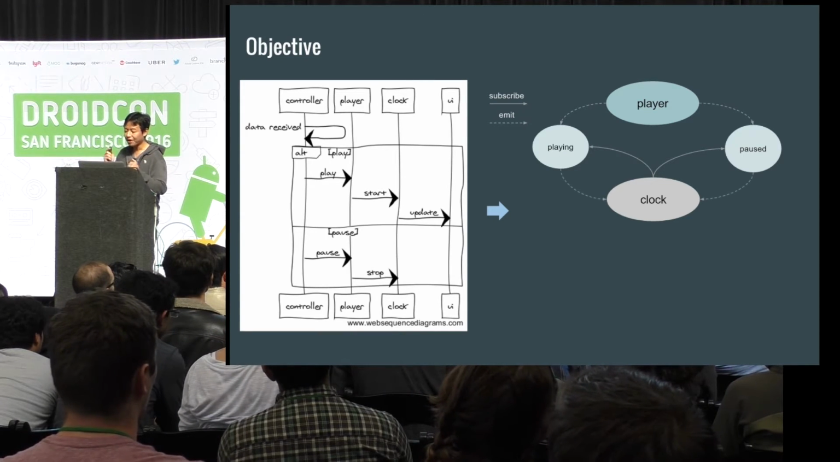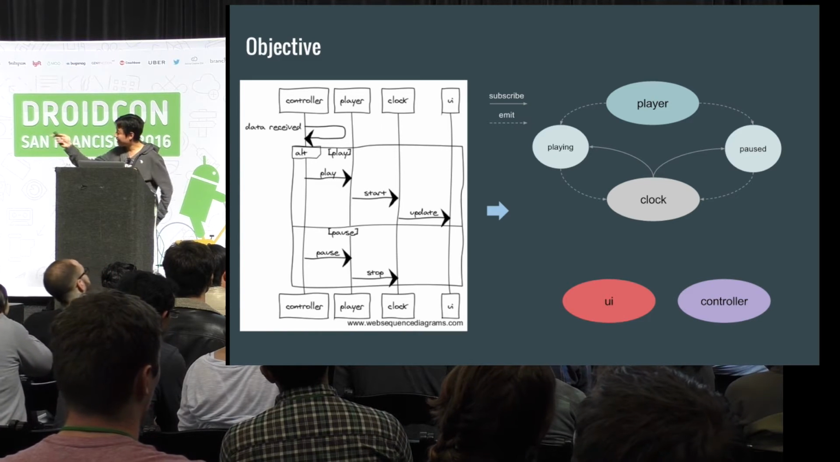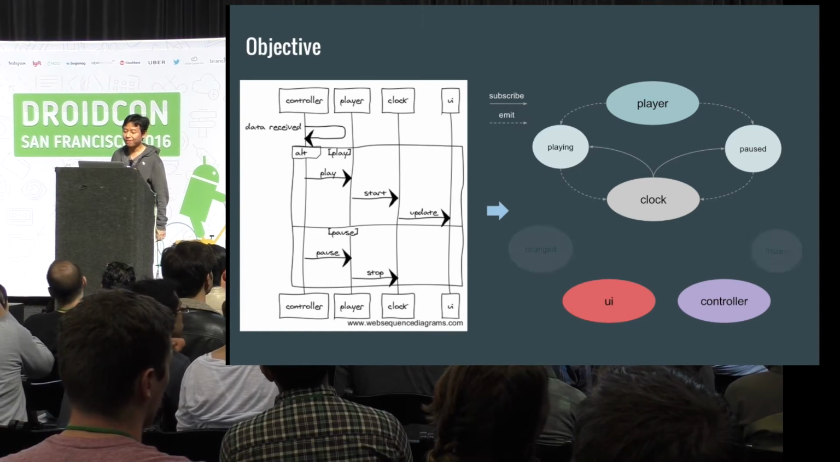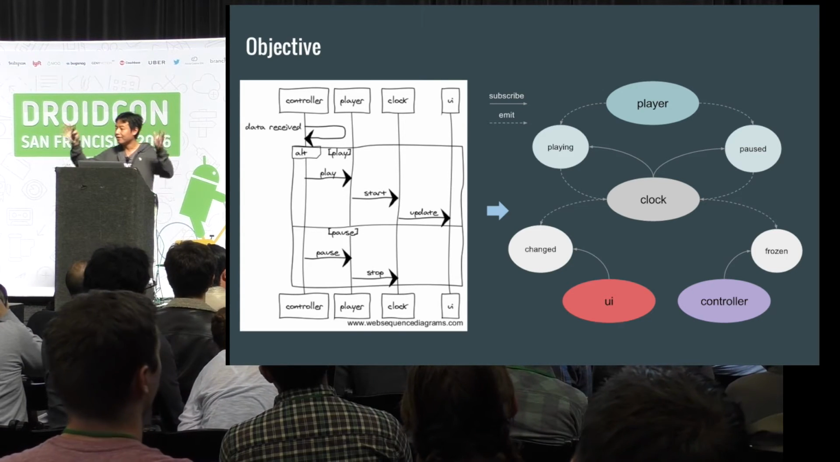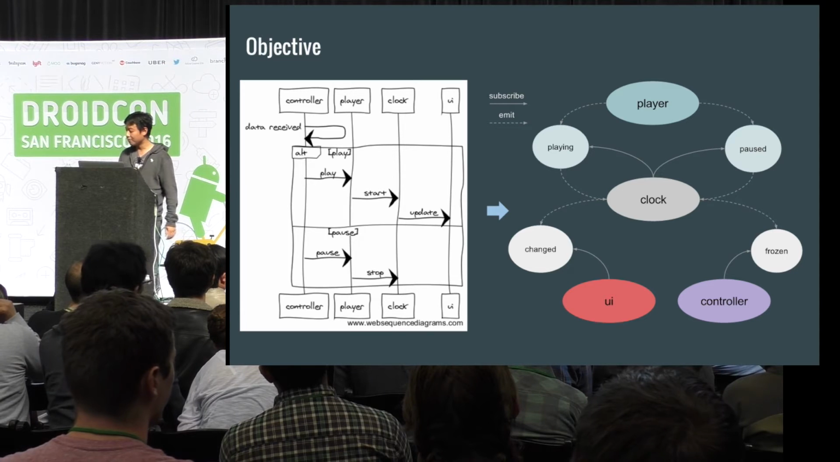I think the sequence diagram is wrong. So this is the final objective. I'll give you the final objective first. If you can see, there are 4 topics here. This is the design that we are trying to reach.